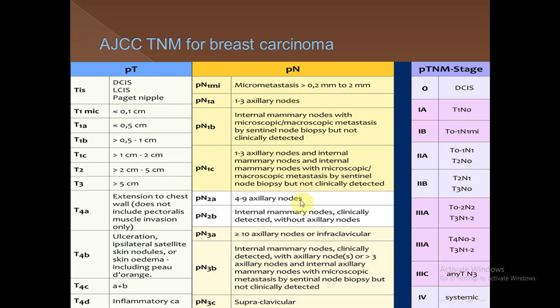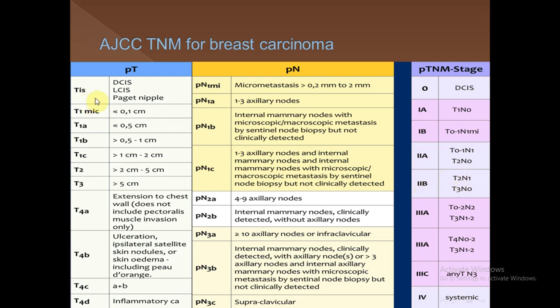For example, if we have a tumor of 4 cm, this is T2, and we have 2 lymph nodes involved, this is N1. So we see here T2 N1 is equal to stage 2B. So the tumor is pathological stage 2B.